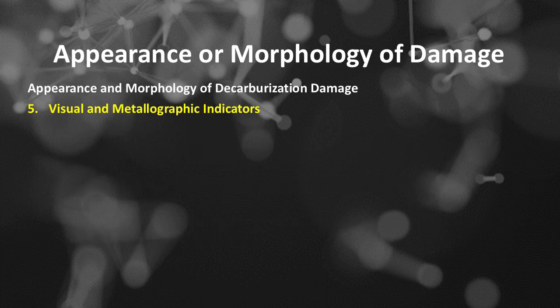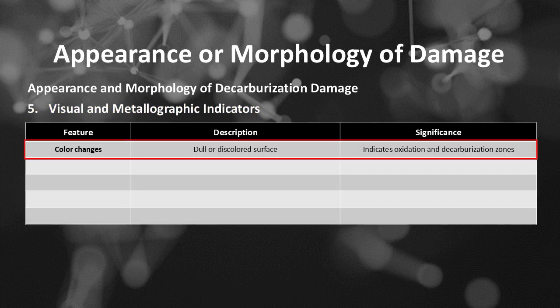Visual and metallographic indicators of the appearance and morphology of decarburization damage. If the feature of the appearance and morphology of decarburization damage is color changes, described as dull or discolored surface, then the significance would be that it indicates oxidation and decarburization zones.